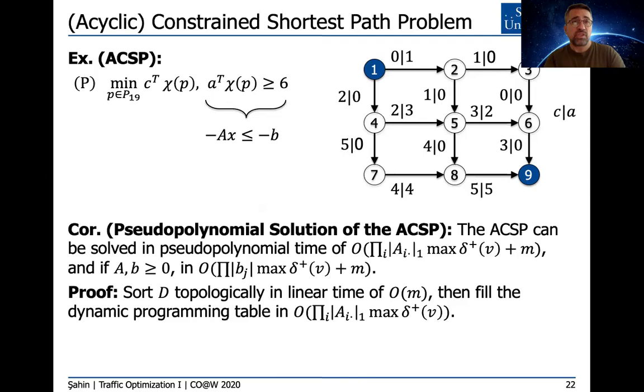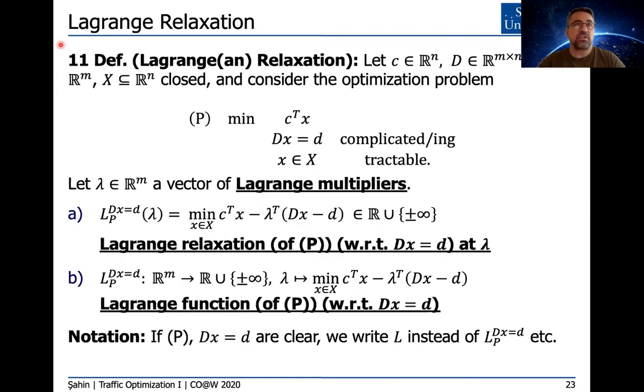We now look at a more generalizable algorithm that can be used for optimization problems in various forms. Lagrange relaxation, or Lagrangian relaxation, can be applied to optimization problems in the following form. We minimize a linear objective function over a set of linear inequalities. For example, they can be represented as Dx = d, and another set of very general constraints that we may denote by X. The only property that we require is that X is closed.